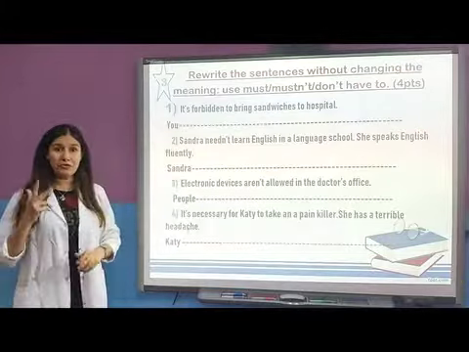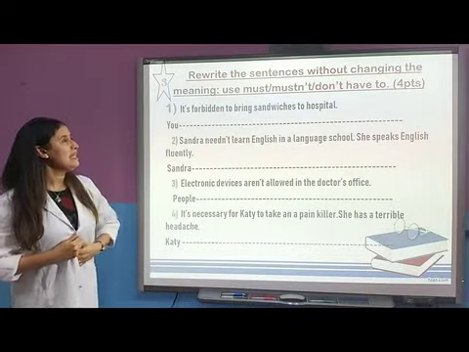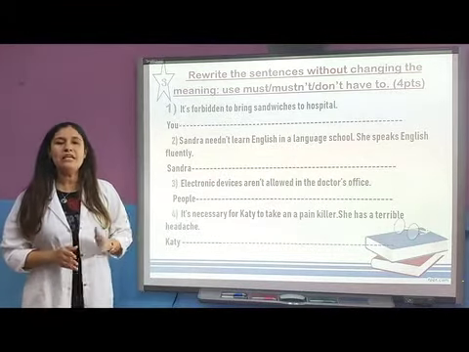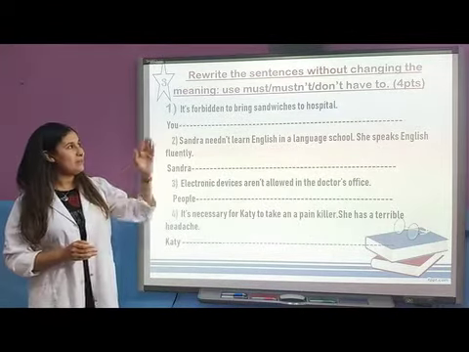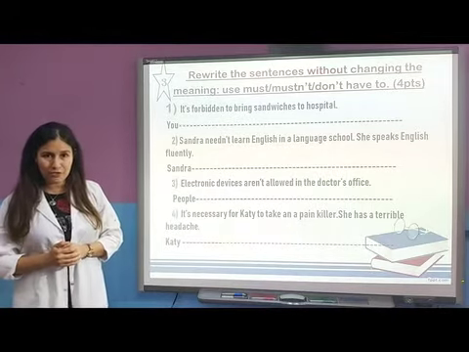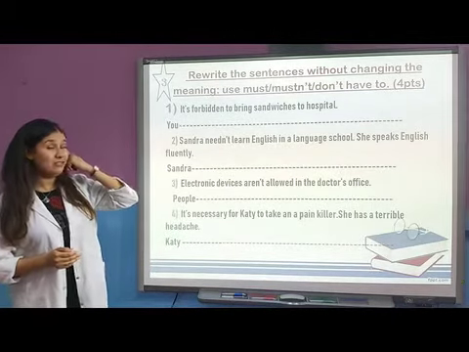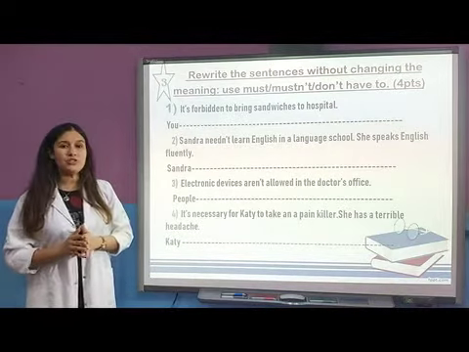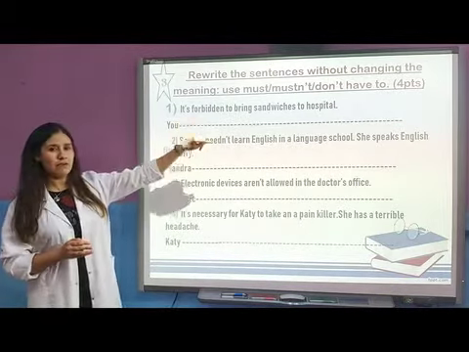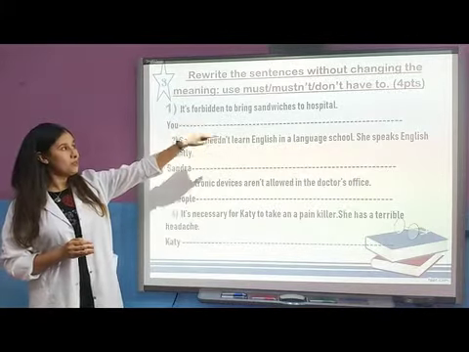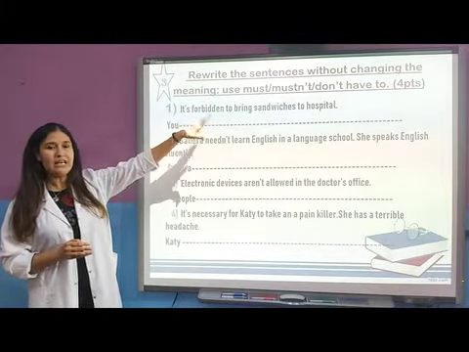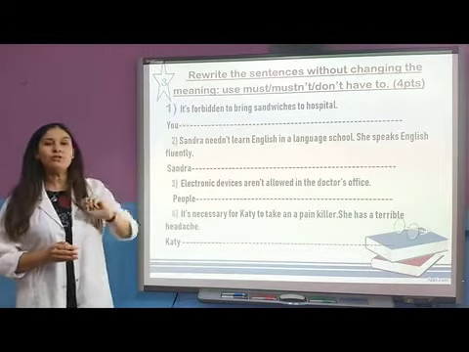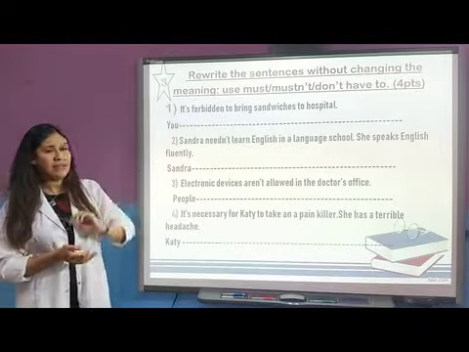Now, let's move on to the third question, and it's as follows. Rewrite the sentences without changing the meaning, and here you have to use the 3 modal verbs, and they are must, mustn't, don't have to. So, the first sentence is, it's forbidden to bring sandwiches to hospital. So here you have to paraphrase this sentence using some words having the same meaning and at the same time using one of the 3 modal verbs that you have above.